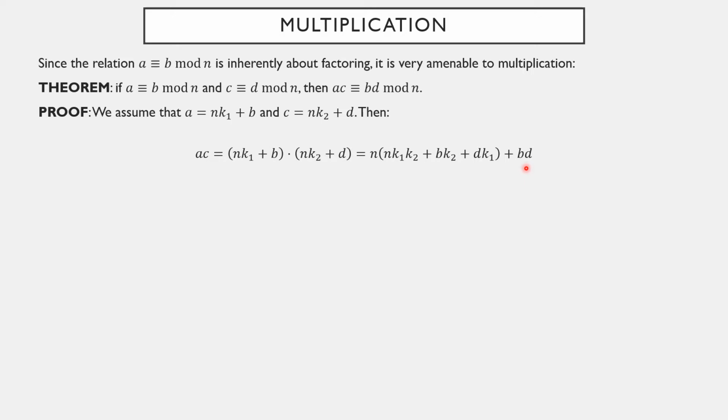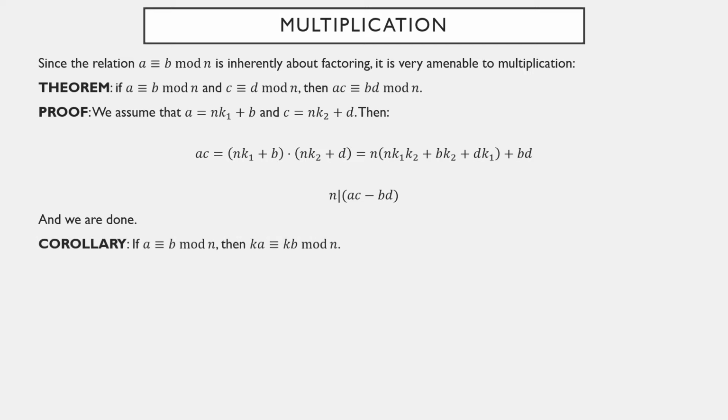But if I subtract bd from both sides now, I'll have ac minus bd is equal to n times this giant parenthetical term. In other words, n is a factor of AC minus BD, and that's exactly the definition that A times C is equivalent to B times D modulo n. So if I have two equivalences modulo the same n, I can multiply them together and get a third new equivalence modulo the same n.